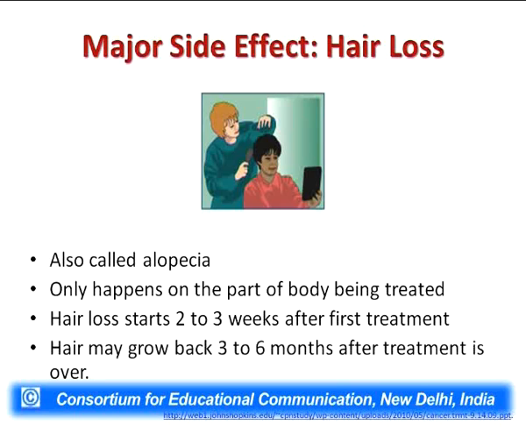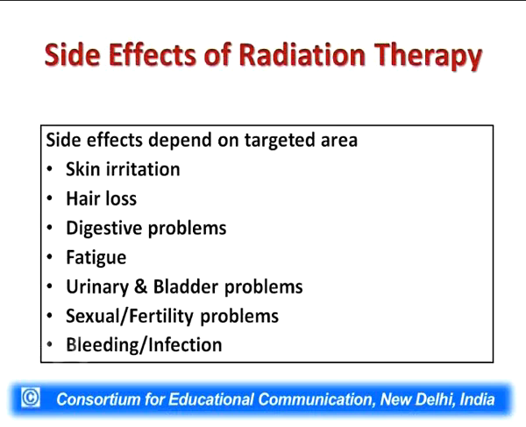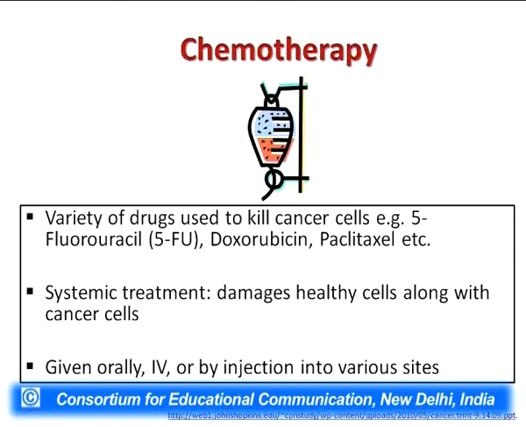So the major side effect of radiation therapy is hair loss. The major therapy now present is chemotherapy. In chemotherapy, various drugs are given to the patients intravenously, orally, or by injection at the point where the cancer has occurred.